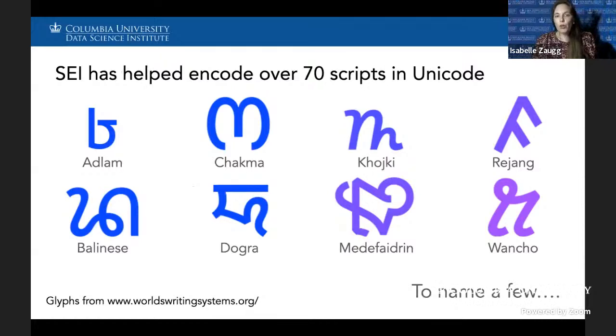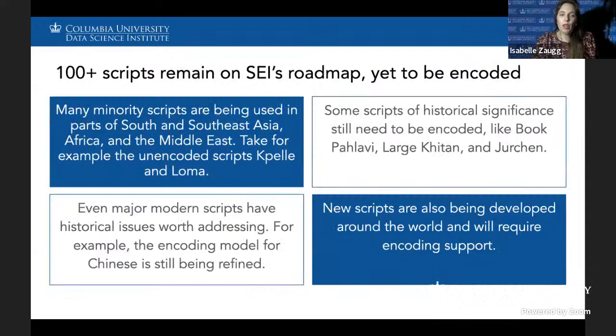To date, SEI has helped encode over 70 scripts in Unicode, and I'm sharing a few of them here with you. But as Anshuman shared, more than 100 scripts remain on SEI's roadmap yet to be encoded. And thanks to these Neographies, as well as the discovery of historical scripts that have at times been unearthed, this roadmap continues to grow. So what does this roadmap include? Well, it includes many minority scripts being used in parts of South and Southeast Asia, Africa, and the Middle East. And we see Neographies popping up around the world, in fact.